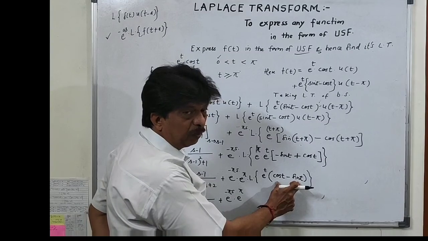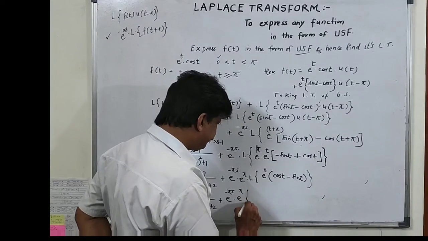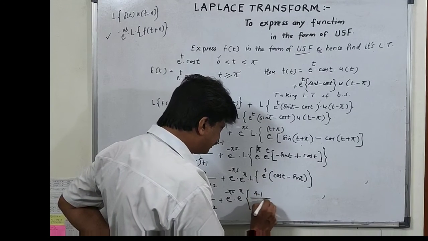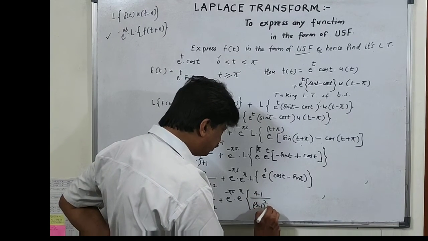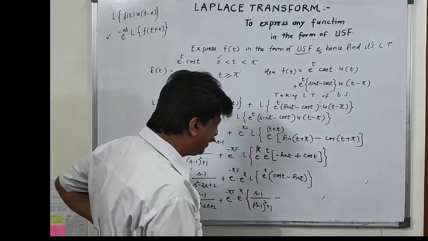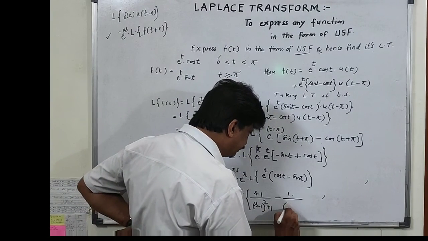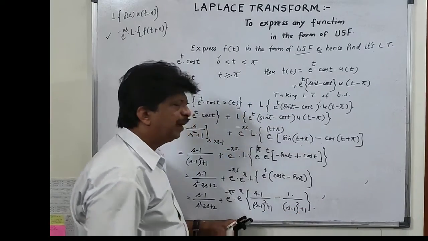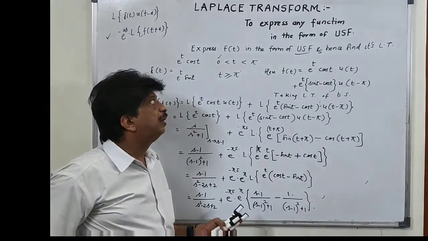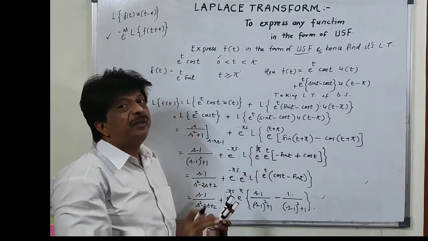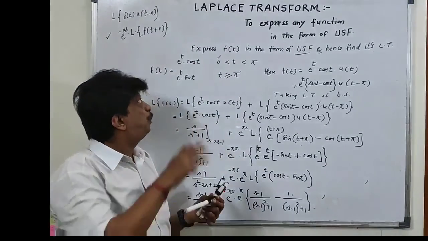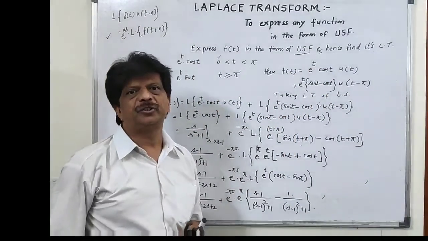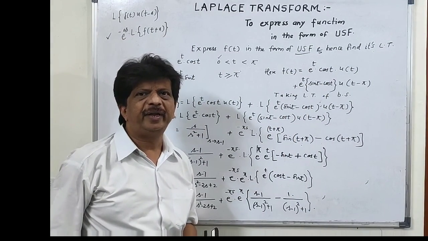In its Laplace transform, put s equal to s minus 1, done. The Laplace of cos t is s upon s square plus 1, so s minus 1 upon s minus 1 whole square plus 1, minus the Laplace of sin t, which is 1 upon s minus 1 whole square plus 1. That is the final answer of the Laplace transform of this function after expressing this function in the form of the unit step functions. Thank you very, very much.